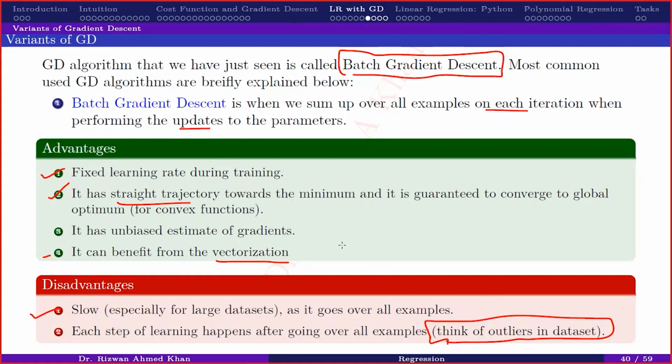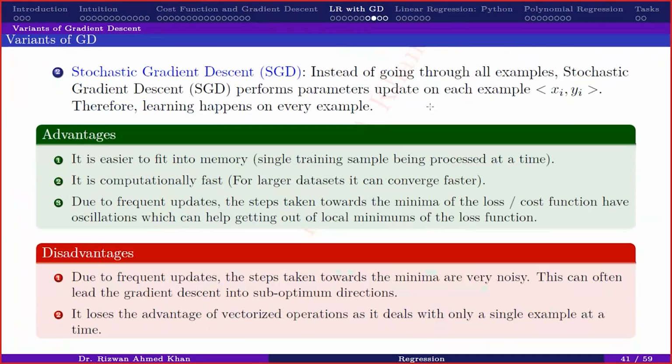So these are some of the problems associated with batch gradient descent. Just opposite of batch gradient descent is stochastic gradient descent. Stochastic actually updates after seeing each example. So instead of going through all examples, stochastic gradient descent performs a parameter update on each example. So let's say if you have 100 examples in your data set, it will update after looking at just one example. So after looking at just one example, weights would be updated.